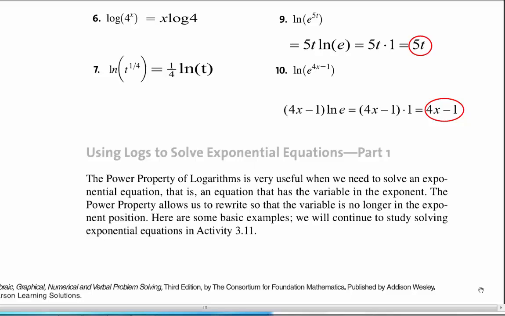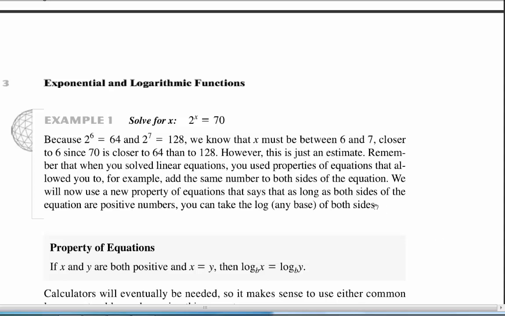In the second part of activity 3.8, we'll use logs to solve exponential equations. Take a look at example 1. It says solve for x, and we're given 2 raised to the x equals 70.